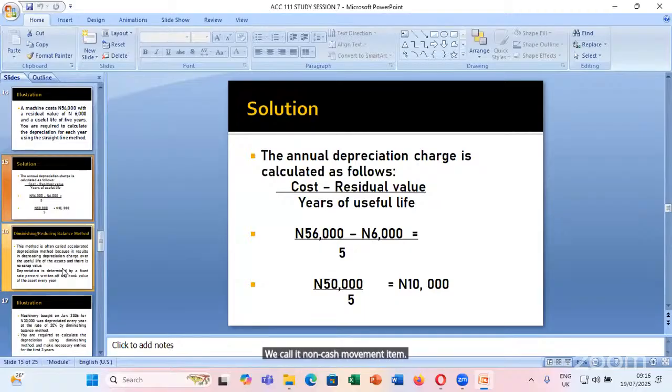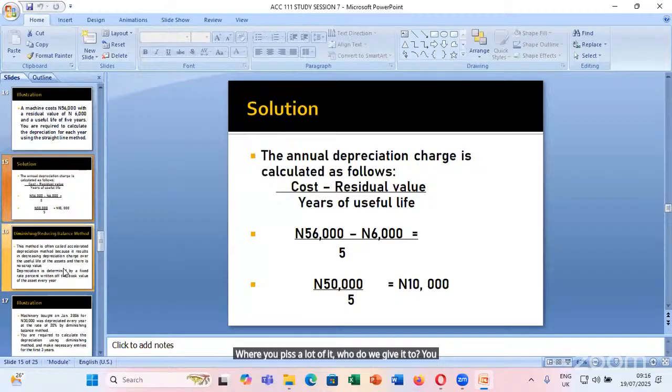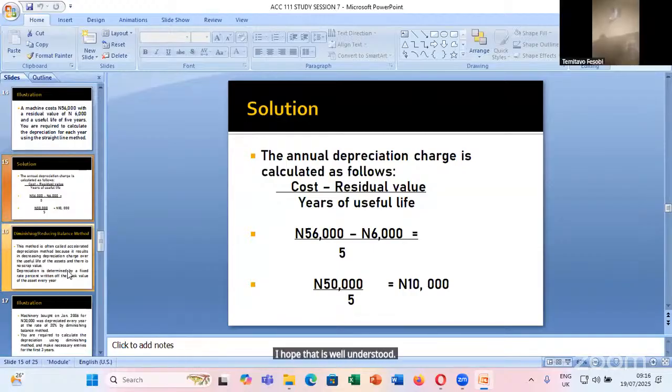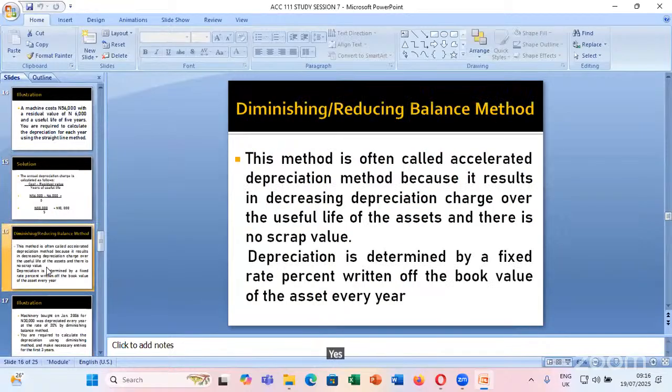When you pay electricity, who do you give it to? You give it to a PHCN. When you pay salary, who do you give it to? You give it to your staff. But depreciation, you are not giving it to anybody. It remains in your account. That is why you have a difference between what you have in your books and what you have in your bank. I hope that is well understood. Yes, sir. Let's go ahead.